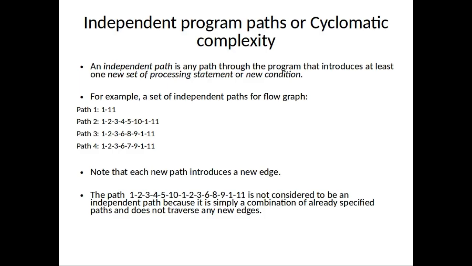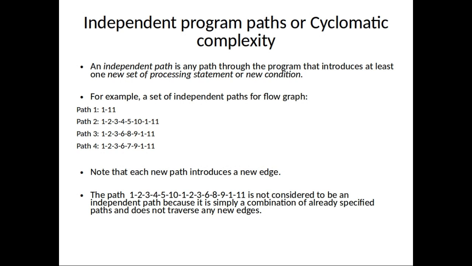An independent path is any path through the program that introduces at least one new set of processing statements or a new condition. When stated in terms of a flow graph, an independent path must move along at least one edge that has not been traversed before the path is defined.